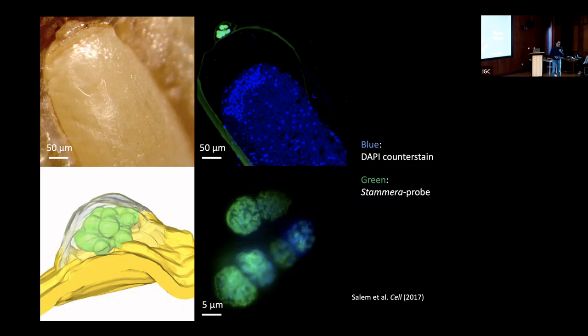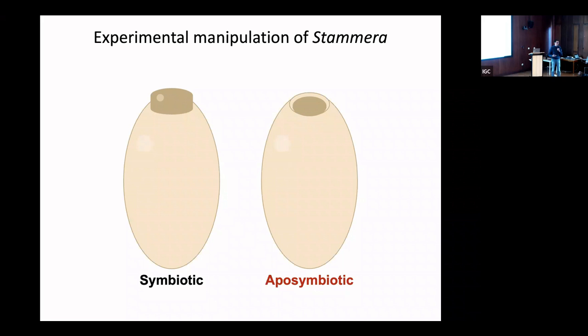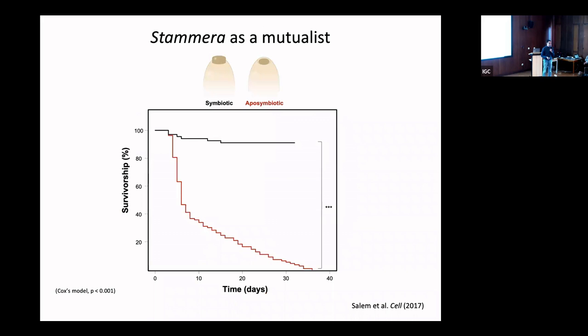And so getting at the mutualistic role of Stammera for its host, so far we've described it as a symbiosis. We don't really know if it's beneficial or not yet for its host. In getting at that question of whether it's mutualistic, we generated aposymbiotic beetles without using antibiotics, rather by just simply removing the caplet from the anterior pole of each egg. And in generating aposymbiotic individuals, we looked at the survivorship of the closing larvae, and compared them to the symbiotic group. And as you can see here, there's a drastic impact to aposymbiosis. Symbiont loss corresponds to 0% of larvae becoming adults. And so Stammera here is quite an obligate symbiont for tortoise beetles.